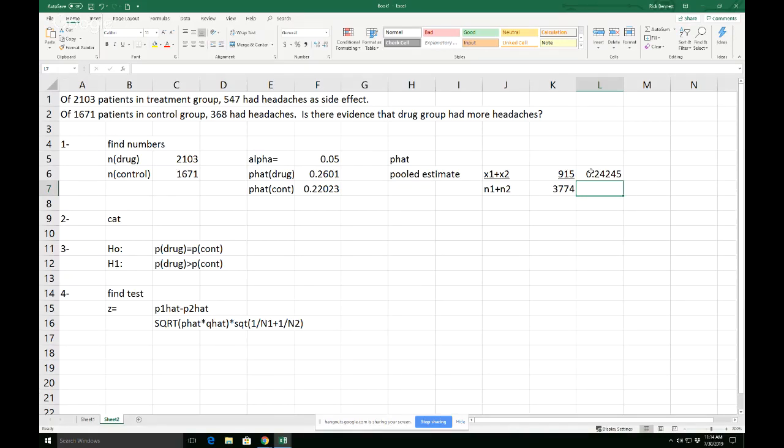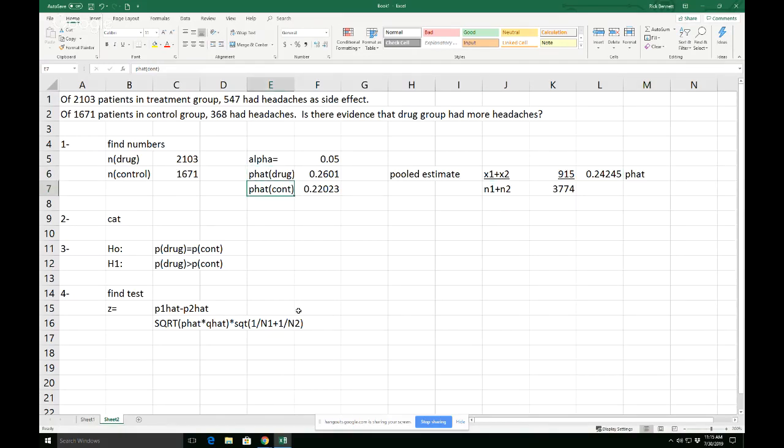What about the other P hat that we have? This is P hat of the drug. This is separate, plain old P hat, P hat of everything. So you can think of this as P1 hat and this is P2 hat.